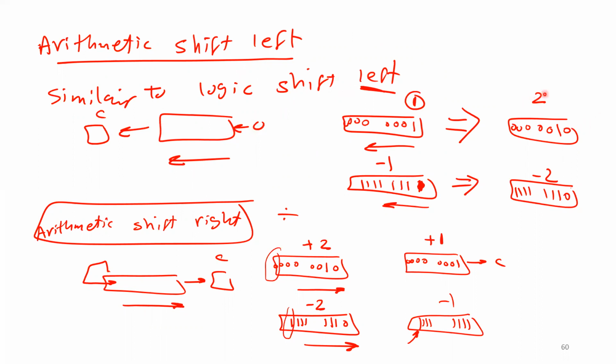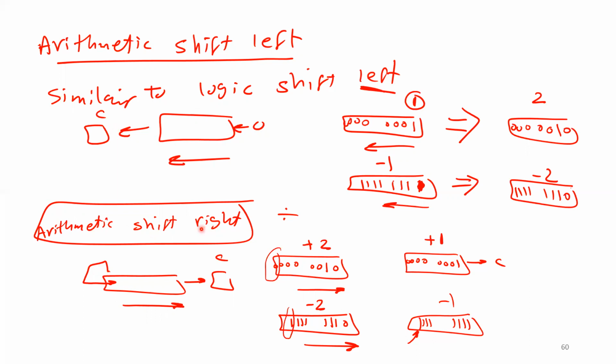And I give you one example here. If I have two, this is number one. If I shift it left, I get number two, right? If this number is minus one, and I shift left, I'm going to get minus two this way. Okay. So yes, arithmetic shift left is similar to logic shift left. You insert a zero, and the last one goes to the carry. However, arithmetic shift right is different.